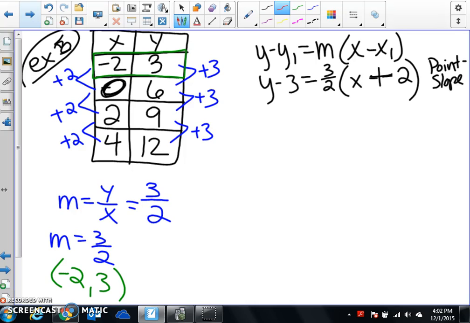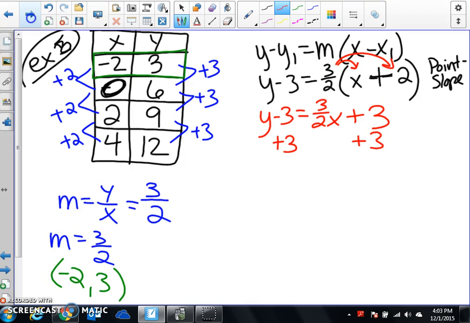Now I'm going to distribute. 3/2 times x is 3/2 x. 3 times 2 is 6. 6 divided by 2 is a positive 3. I add 3. Y equals 3/2 x plus 6. This is now slope intercept.